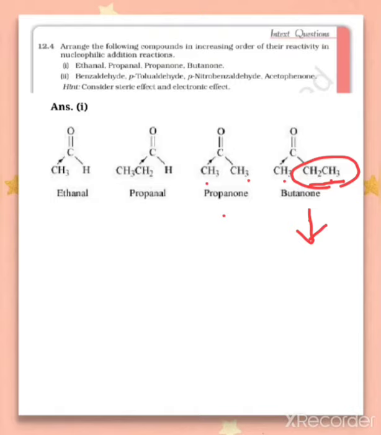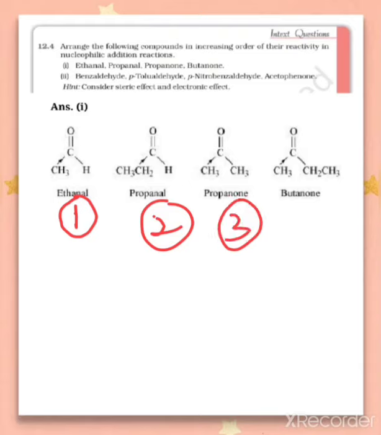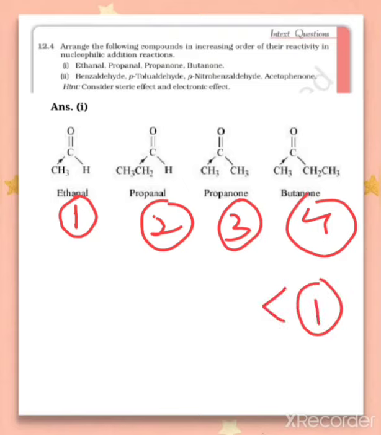So what will be the correct order for this? As we know that aldehydes are more reactive than the ketone. So here these two are aldehyde. From this, which one is the most reactive? I am giving the number 1 for this, 2 for this, 3 for this, and 4 for this. So we can say that the most reactive will be the number 1. That is aldehyde with a small group. That is a small alkyl group, methyl.